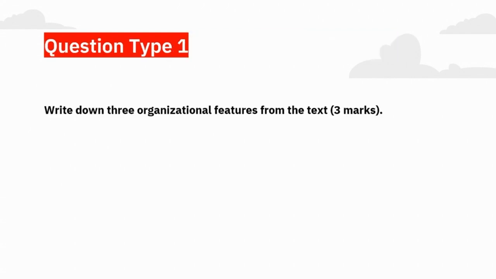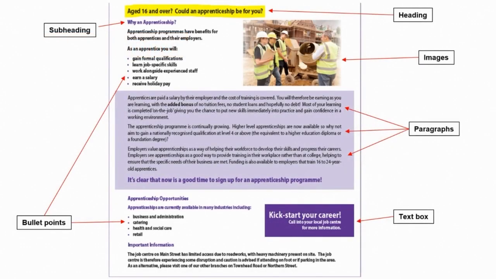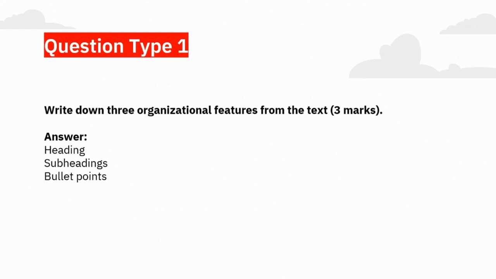Question type 1. Write down 3 organisational features from the text, and that would get you 3 marks, 1 for each of the organisational features. We're going to use this text in order to answer this question. Highlighted at the top in yellow is a heading. There are also 3 separate subheadings highlighted in yellow and 2 sets of bullet points. So the answer for this question is heading, subheadings, bullet points. Those are your 3 organisational features.